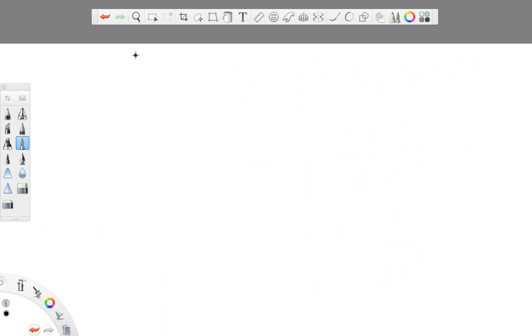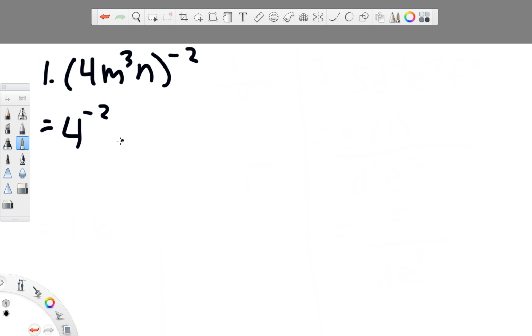Okay. Now we'll get into ones that are a little bit longer. So let's try number 1. We're going to simplify 4m to the power 3 multiplied by n, all raised to the power of negative 2. Well, let's do it. We're going to apply the negative exponent to all the terms inside, right? So this is going to equal 4 to the power negative 2, m to the power 3 times negative 2, because an exponent of an exponent means we multiply them together, and then n, 1 times negative 2.